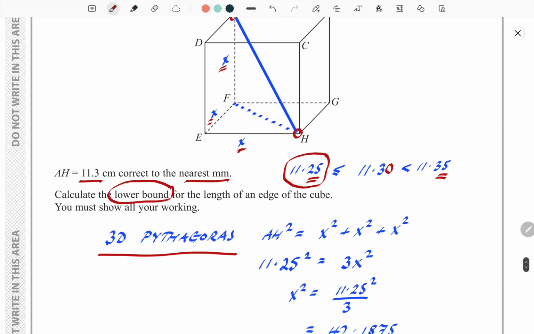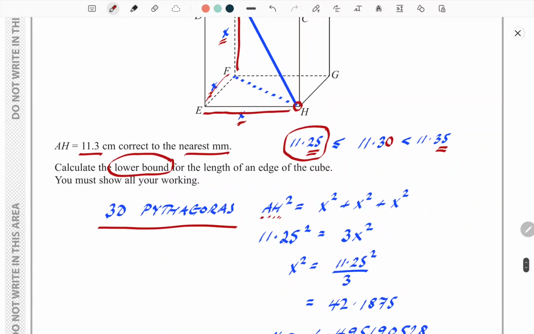So with three-dimensional Pythagoras, you take the square of all the sides involved, all three dimensions. So AH squared equals x squared plus x squared plus x squared, because there are three different sides to it. I'm going to treat it like that. So effectively that's 11.25 squared equals 3 times x squared, adding those up.